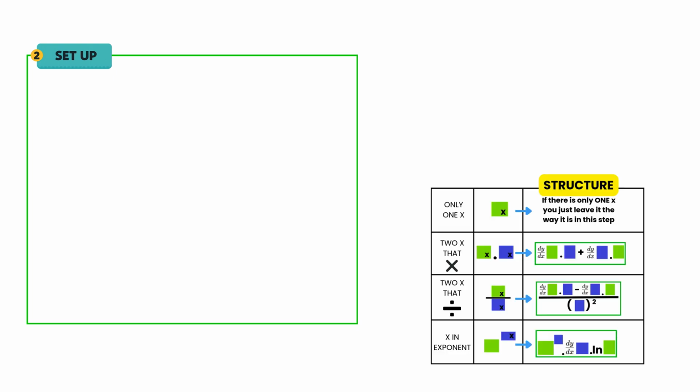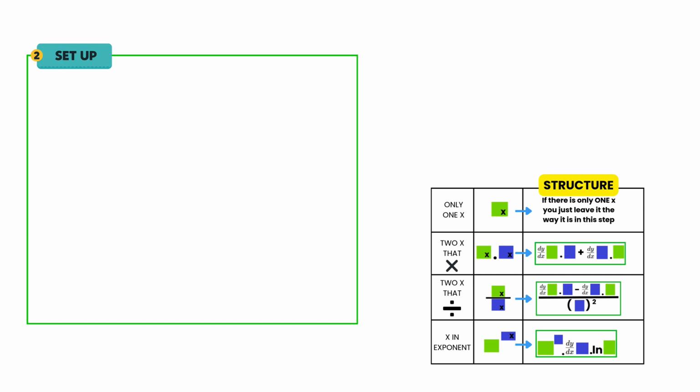In the second step of our differentiation game plan, setup, remember we are not differentiating yet. We're only laying out the structure according to our table. If this table doesn't look familiar, go watch the full video on how the differentiation game plan works. Otherwise, you'll get lost here.